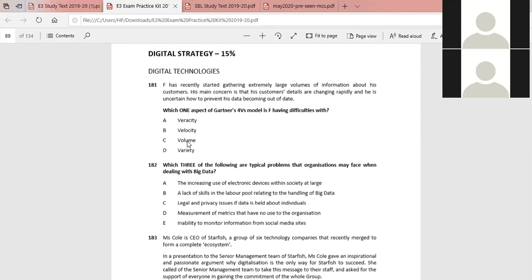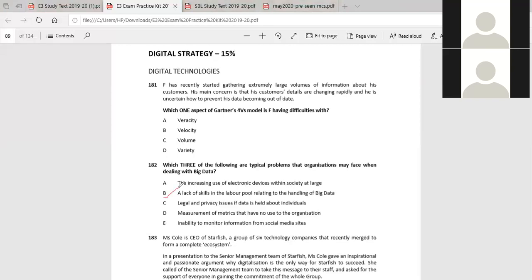B, what does it say? A lack of skills in the labor pool relating to the handling of big data. So lack of skills is a problem or a disadvantage or limitation of big data, but rather in almost all of them we can see that as a limitation.